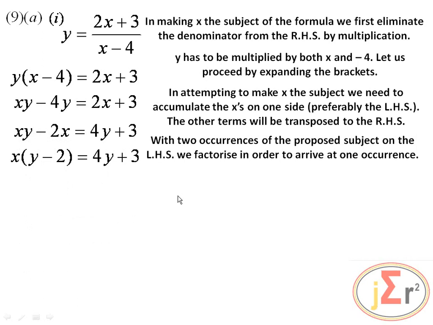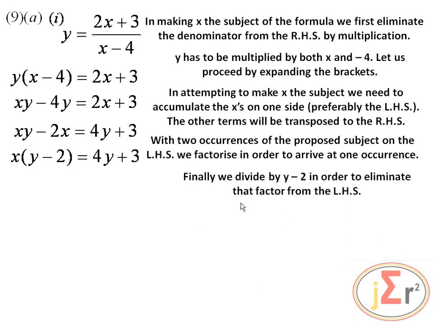Finally, in making x the subject of the formula, we need to eliminate this factor that we are multiplying by on this left hand side. And if we are multiplying by that factor, we will eliminate it by division. Consequently, the left hand side will be divided by y minus 2. So finally, we divide by y minus 2 in order to eliminate that factor from the left hand side.